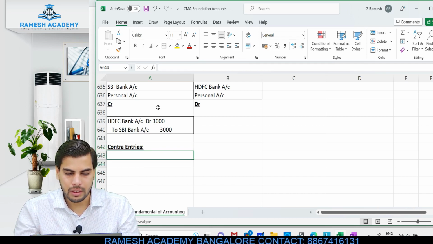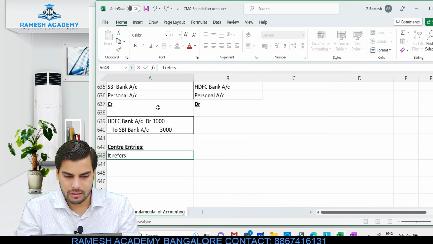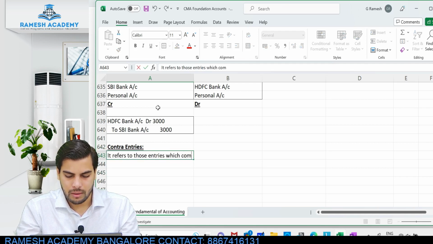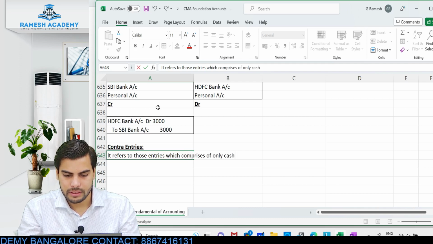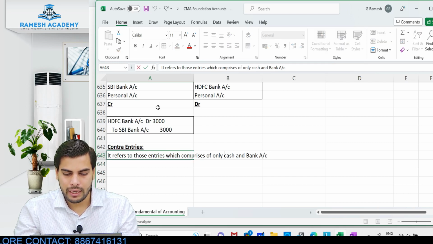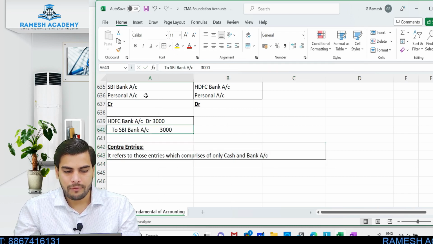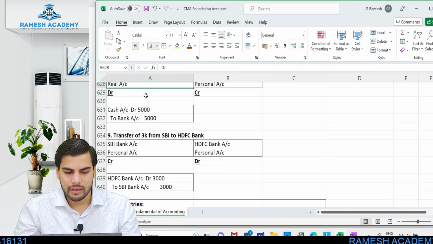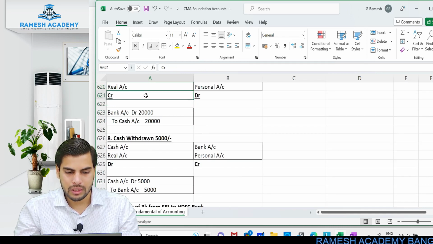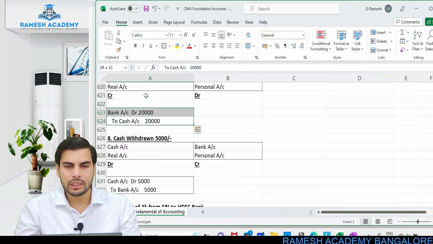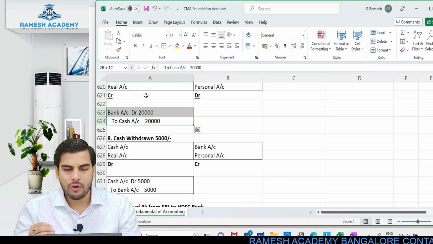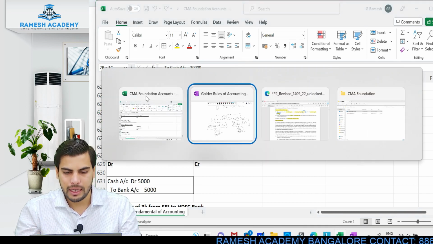What are contra entries? Contra entries refer to those entries which comprise of only cash and bank account. So those journal entries which comprise of only cash and bank account will be treated as contra entries. Here, if you observe, only bank account is debited and credited. Here look at this, only cash and bank account is involved. Here also, only cash and bank account is involved. So those journal entries which consist of only cash and bank will be treated as contra entries.